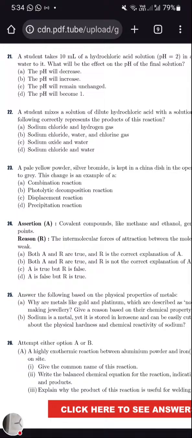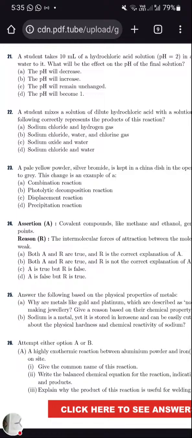Answer number 22. Okay, then just go. You will get it.